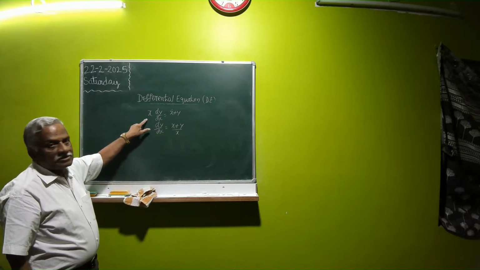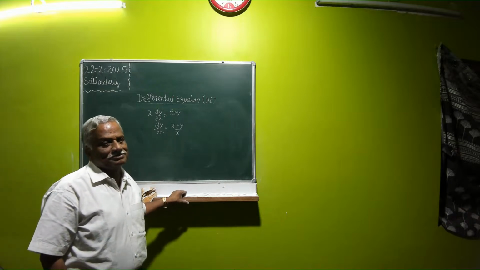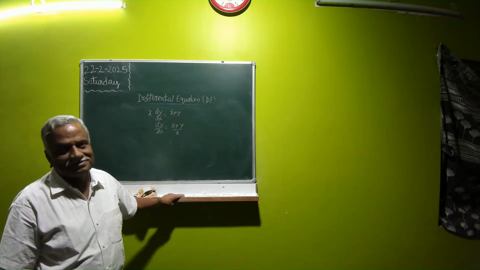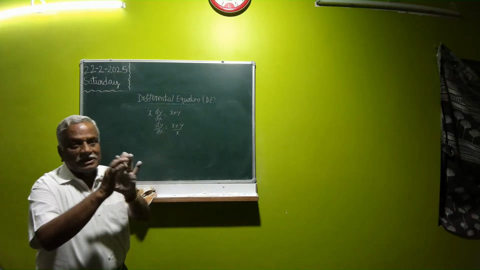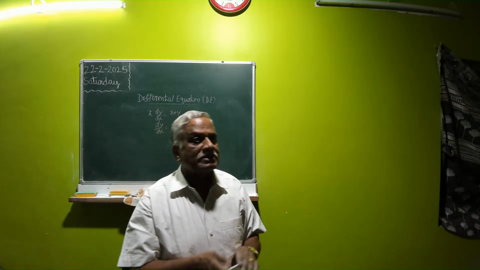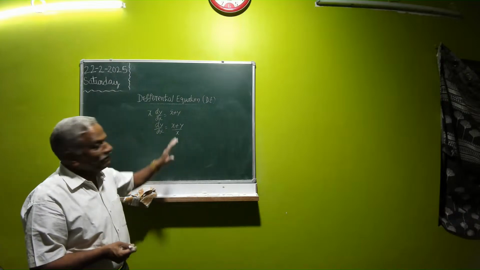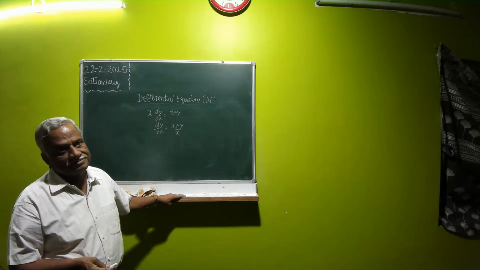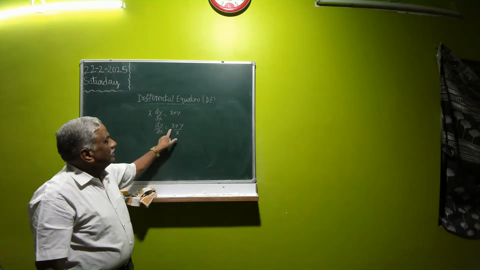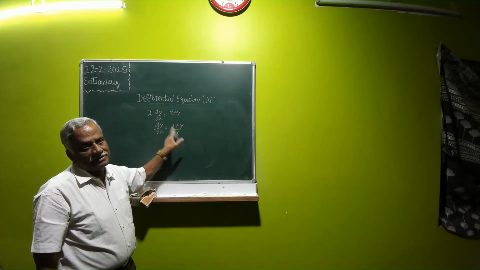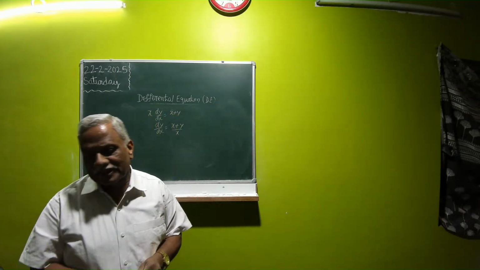You can always realize you cannot work this by variable separable because you cannot separate. Therefore, variable separable method is not suitable because it is not possible to express it as two different functions, dx part and dy part. Then we check whether it is homogeneous. Numerator is one function, denominator another function. Degree of this is 1, degree of this is also 1. Therefore, it is a homogeneous equation.